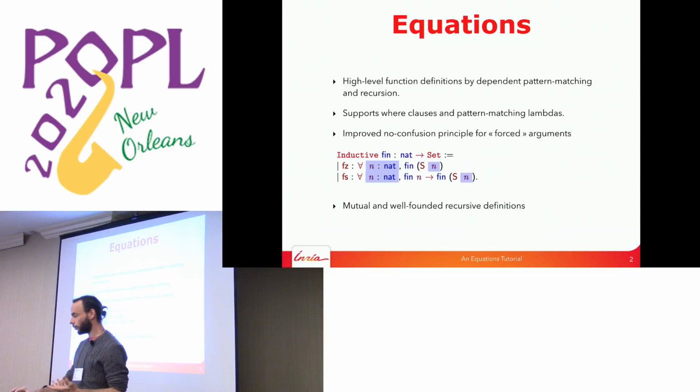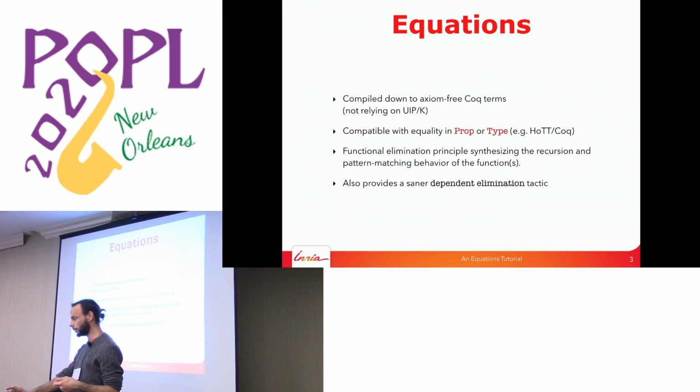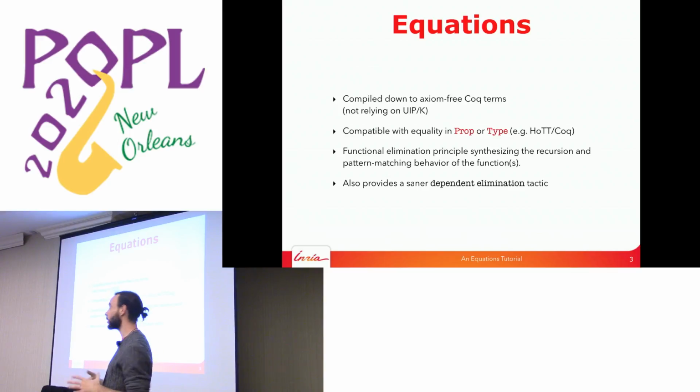Basically, it says that all forced arguments don't need to be equal. We don't need a proof of equality on them. We also support mutual and well-founded recursive definitions. It's all compiled down to axiom-free terms, so you can reuse them in your developments and not be scared about importing axioms. There is also a version that is compatible with interpreting equality in Type. If people do homotopy type theory, for example, they want that.